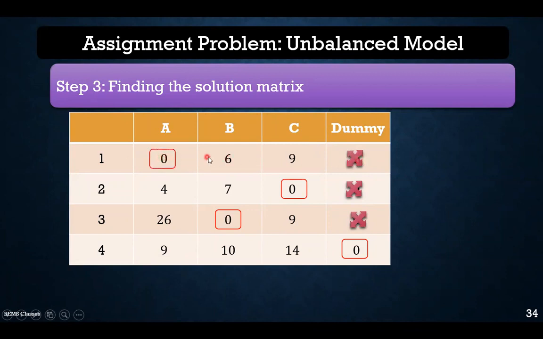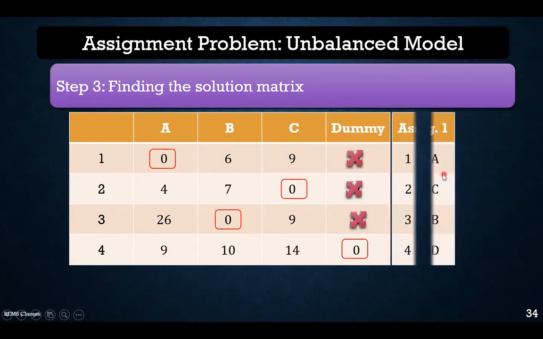Likewise, we have assigned the three jobs, and including the dummy, four jobs to four contractors. This is the assignment: job A to contractor 1, job C to 2, and job B to 3. We have assigned the dummy to contractor 4, so no job is assigned to contractor 4. This is the assignment we obtained by making use of the Hungarian method.